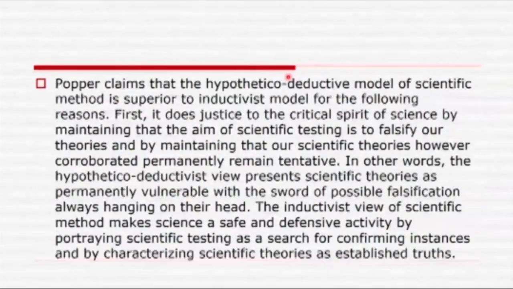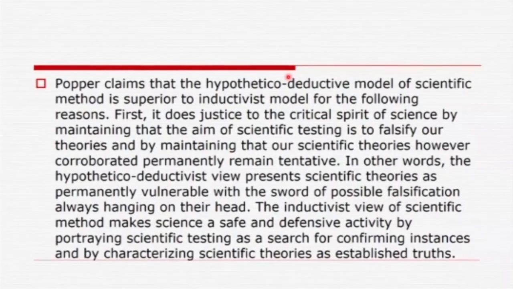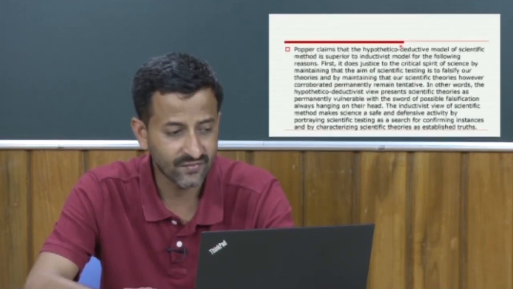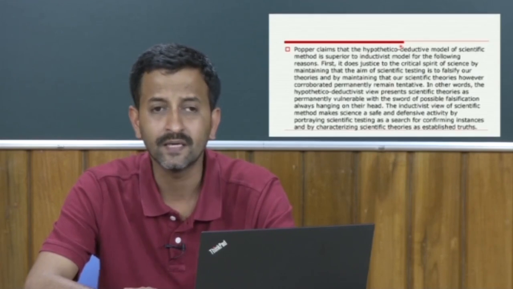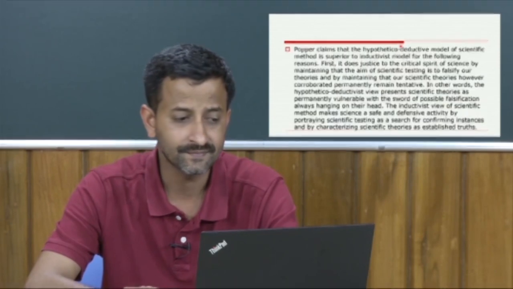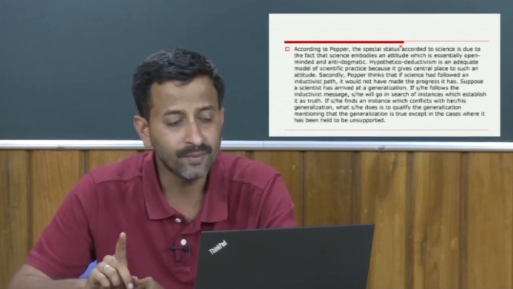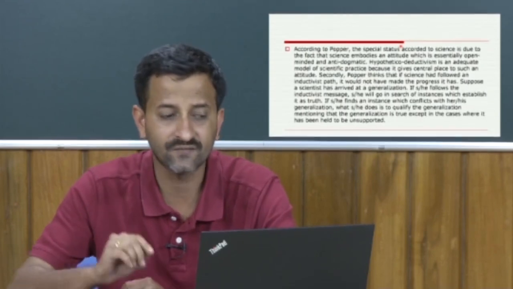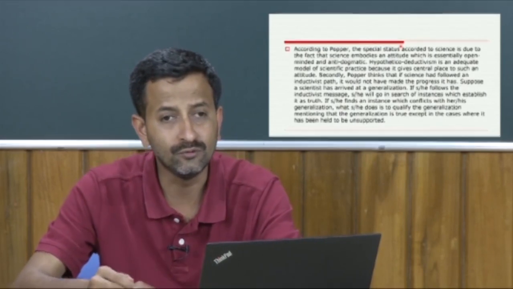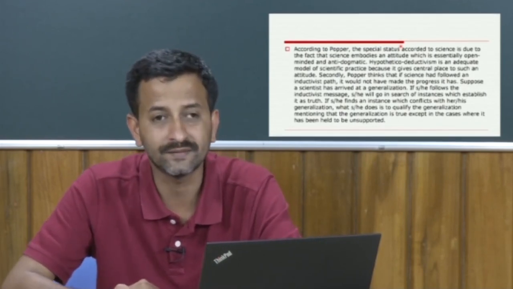Secondly, then first we said hypothetical deductivism does justice to the critical spirit of science by maintaining that the aim of scientific testing is to falsify our theories, and by maintaining that our scientific theories, however corroborated, permanently remain tentative. Secondly, Popper thinks that if science had followed an inductivist path, it would not have made the progress it has.